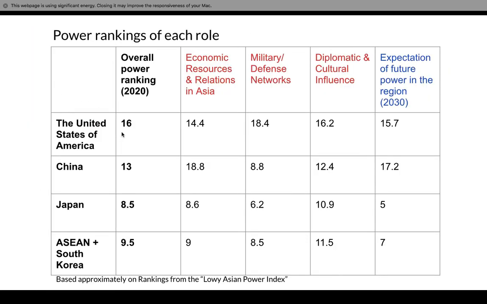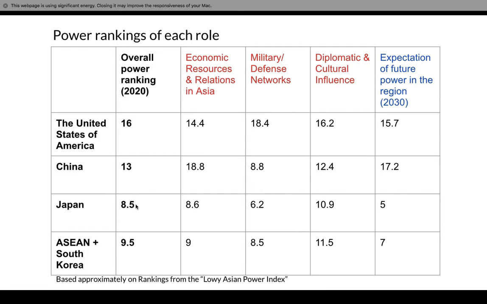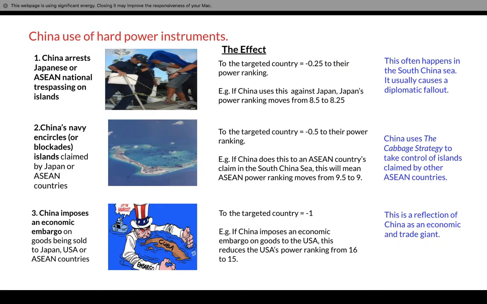Each country in this diplomacy negotiation is going to have a power ranking. So today, at the very beginning of the simulation, the US is the most powerful country and its power ranking is 16, and this is based on economic, military, and diplomatic power. We'll speak about this a little bit later, but you should also keep in mind that by 2030, the power distribution is likely to change. Now, China is 13. Japan is actually the weakest actor. It's 8.5. And ASEAN and South Korea are 9.5. So keep that in mind.